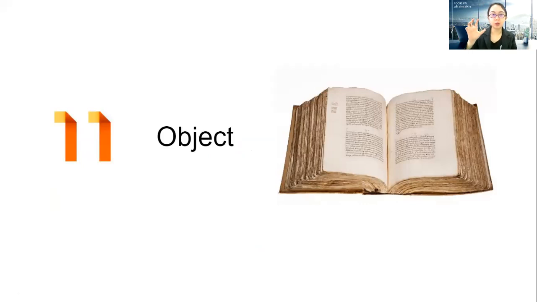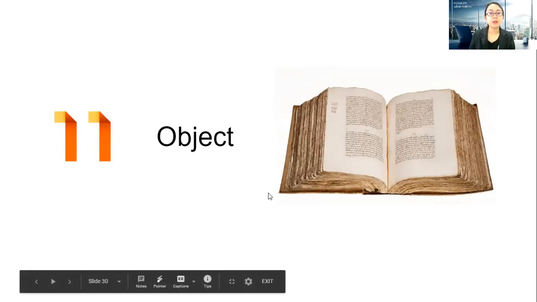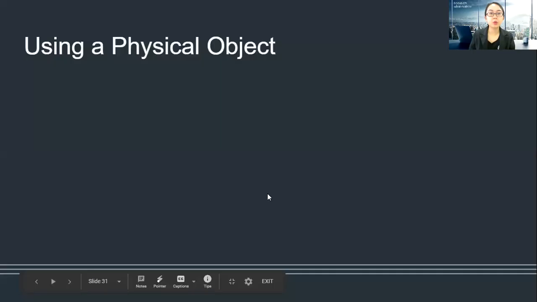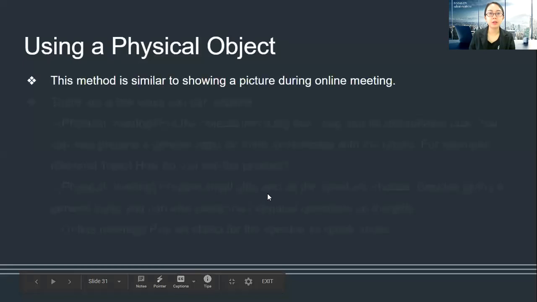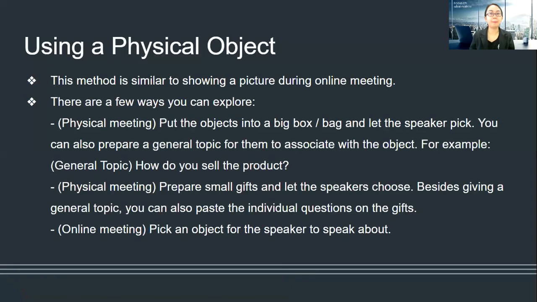Especially when you do not have a really clear image in front of your camera. So this one usually is for physical meeting, but of course online meeting is also possible, just that you need to prepare that physical object and maybe to remove your virtual background to let everyone see that object clearly. Okay, so using a physical object is similar to showing a picture using your slides in the part 1 that I shared. So here are a few ways that you can explore, just be creative.